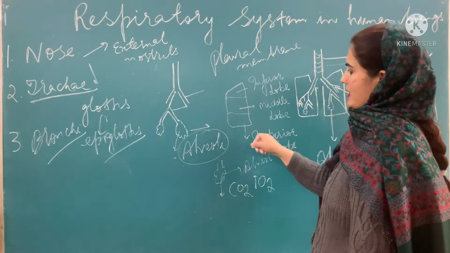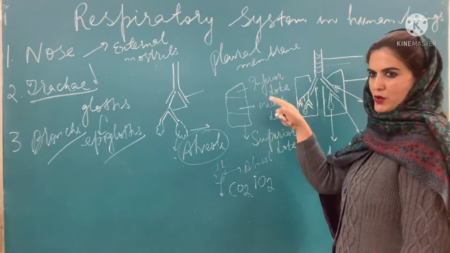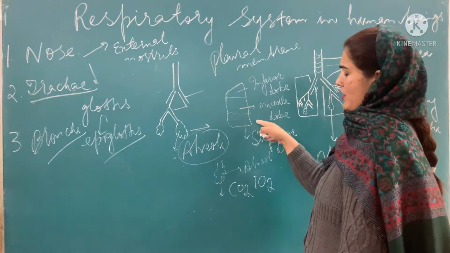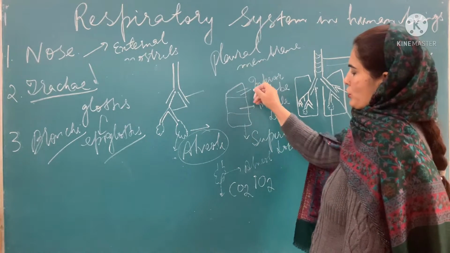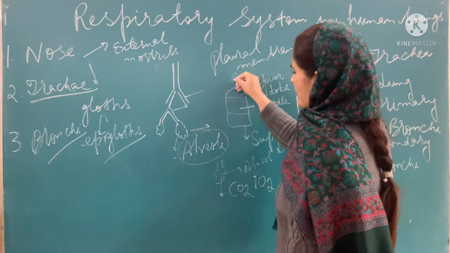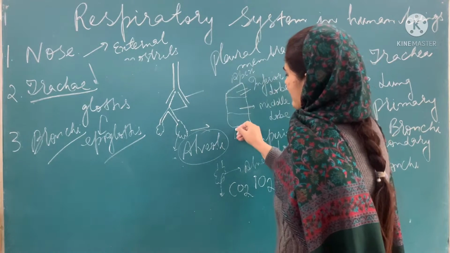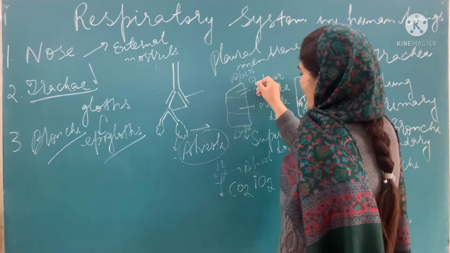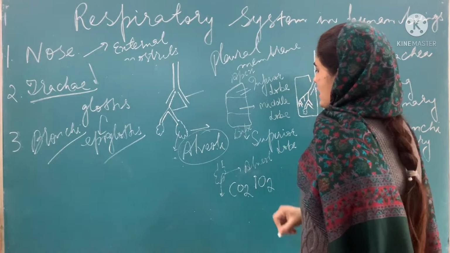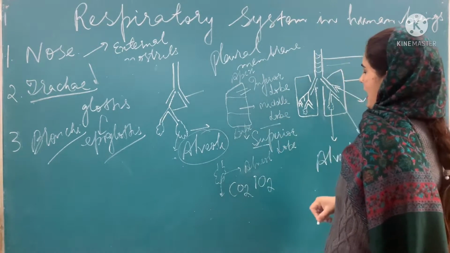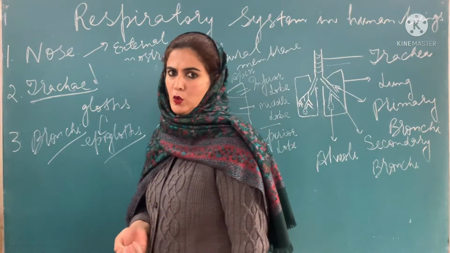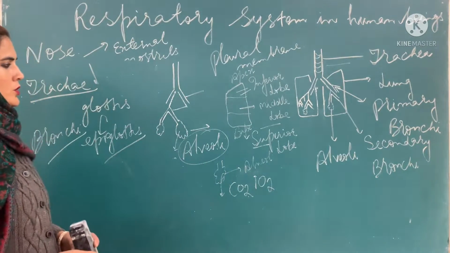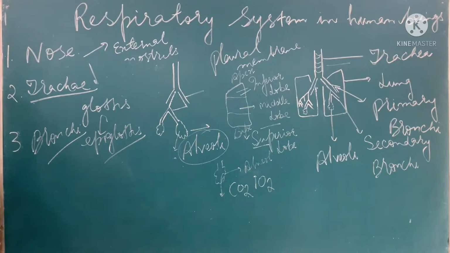The right lung is covered by the pleural membrane, and it's divided into three lobes. The topmost part is also known as the apex, and the bottom is known as the base. So we have the inferior lobe, middle lobe, and superior lobe. And in the left lung, we have only two lobes, inferior and superior. Clear? So this is about the lungs, where the gaseous exchange takes place in the alveoli.